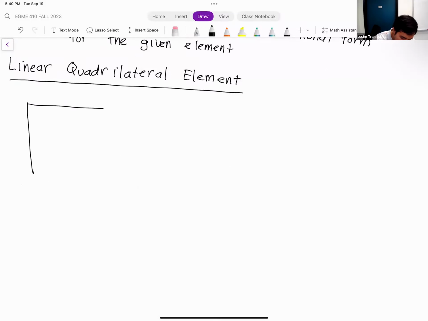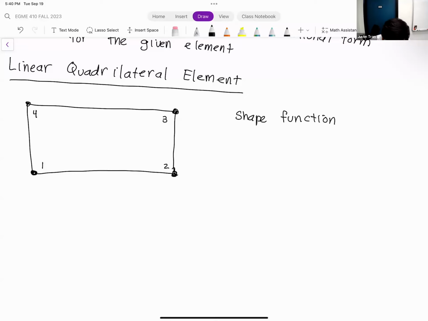The linear quadrilateral will look something like this. You have a rectangle, with nodes at the corners. We'll call these node 1, node 2, 3, and 4. If we were to draw out the shape function for this element, it would look something like this. Whenever we make a shape function for an element, they all follow a very similar pattern. The first thing you should look at is the order of the element. We're looking at a linear quadrilateral, so our shape function will also be a linear function.